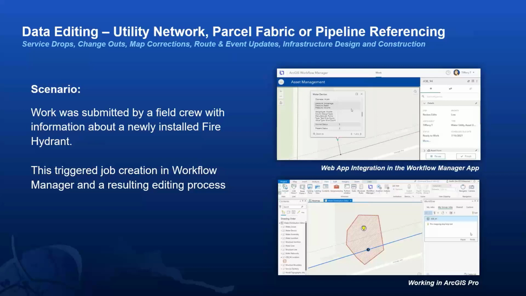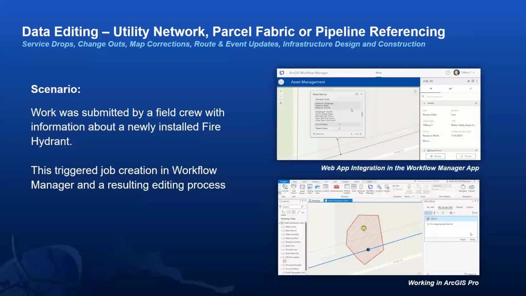So there are lots of data editing activities from service drops and changeouts, changing the map, route and event updates, infrastructure design and construction. And so in this scenario, we're going to actually ingest a newly installed fire hydrant in ArcGIS Pro and QC it on the web. All this was triggered by a webhook and Survey123 used by the field crew. And so that's another enhancement that we have. Survey123 webhooks can now be automatically consumed inside of Workflow Manager.